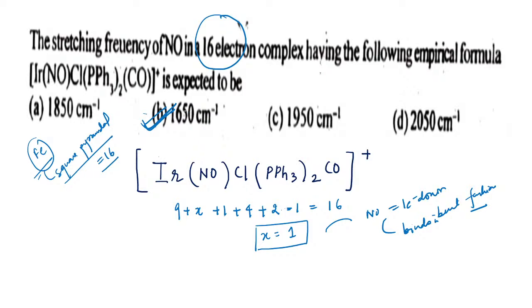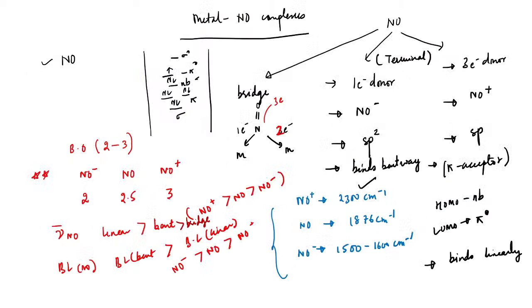Yes, definitely. NO minus will prefer the axial position. Axial positions are less in s character. So we can say that a 1 electron donor will go to the axial position and a 3 electron donor will go to the equatorial position. Is it clear to all of you? Any doubts? I hope this complete information is clear to all of you.